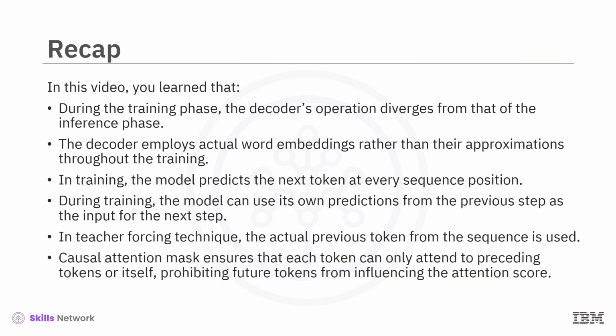Causal attention mask ensures that each token can only attend to preceding tokens or itself, prohibiting future tokens from influencing the attention score.